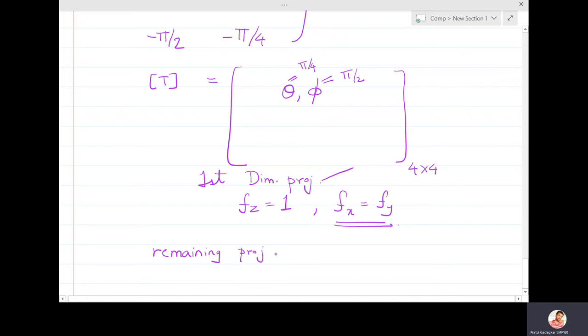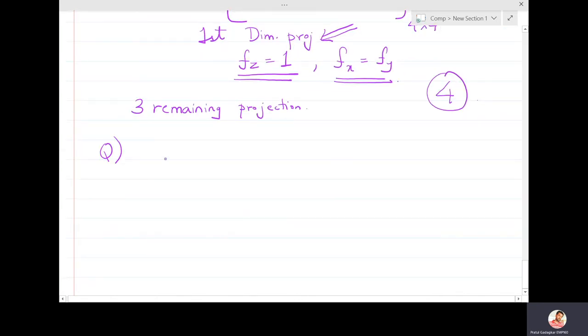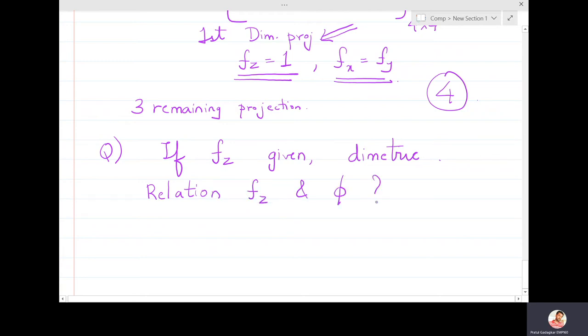So I hope you understand that given a single value of fz, and that it is a dimetric projection, how many such dimetric projections can we find? We can find four dimetric projections at the same point of time. Now let us move to our question: if the foreshortening factor fz is given and you are given that it is a dimetric projection, can you find a relation between fz and phi directly? So what is that relation?